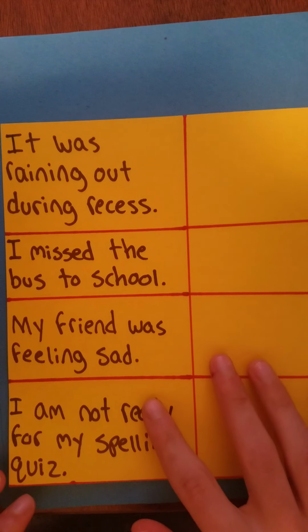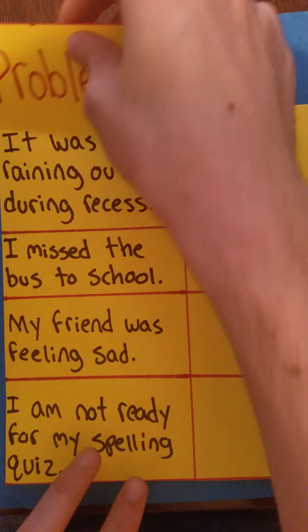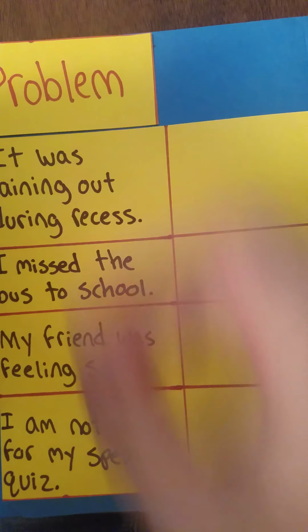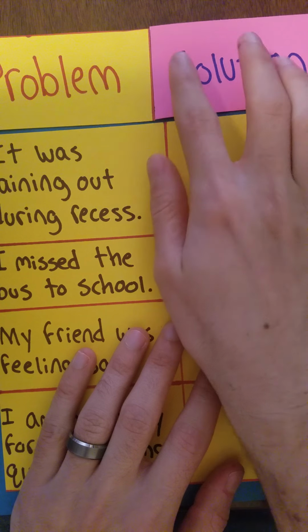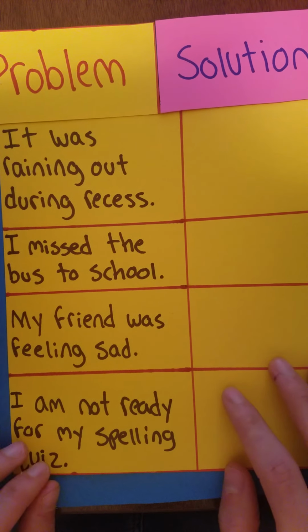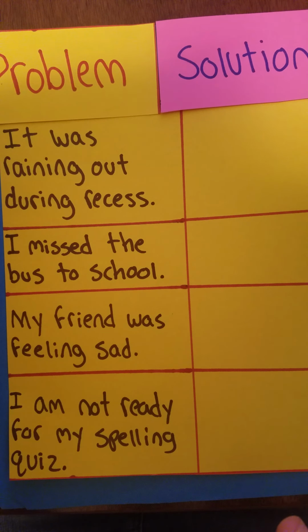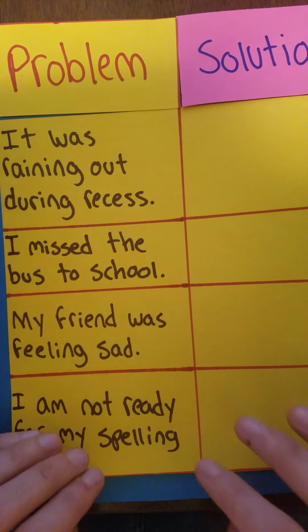So let's take a look at some problems right here on this chart. And then we'll try and match them with a solution card that would solve that problem. So let's read all of the problems first, and then we'll see what solutions match up with which problems.